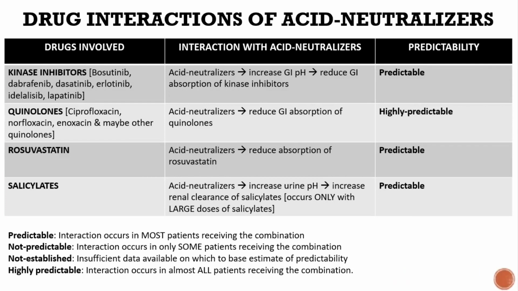So this actually refers to the elimination of a particular molecule. If a large quantity of salicylates is eliminated, then they may not be able to show the pharmacological activity for which they were being used. So these are some interactions that I mentioned here. One is kinase inhibitors. Then we talk about fluoroquinolones. Then we talk about rosuvastatin and salicylates.